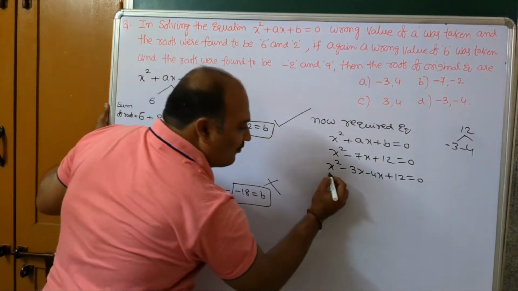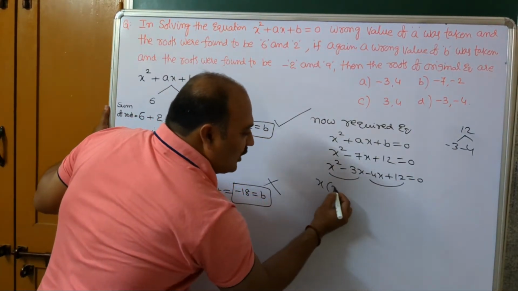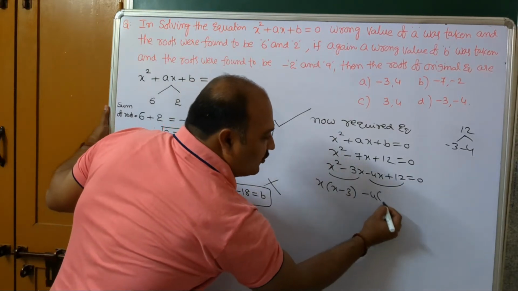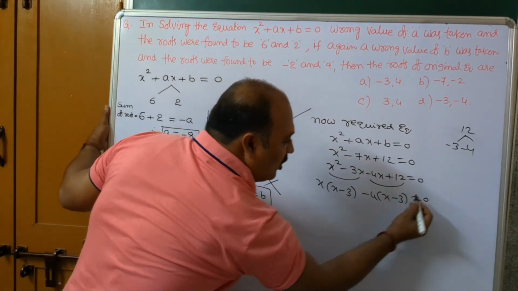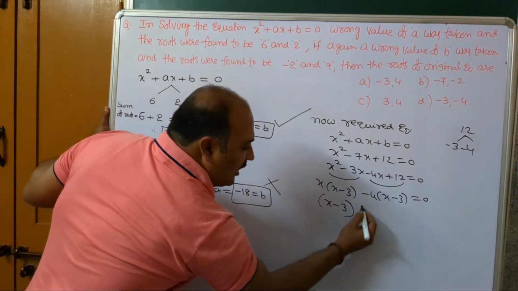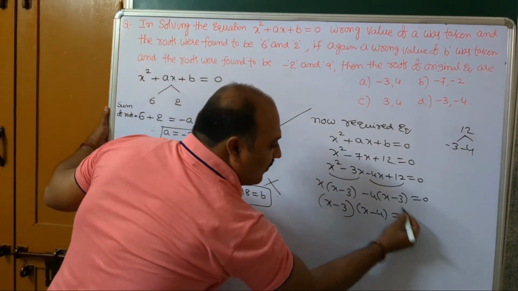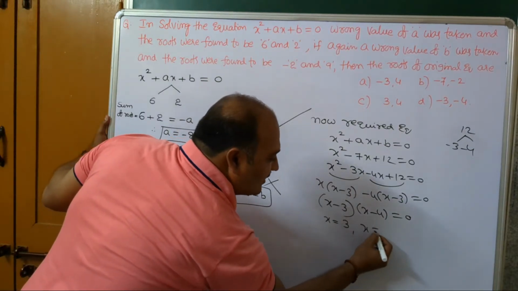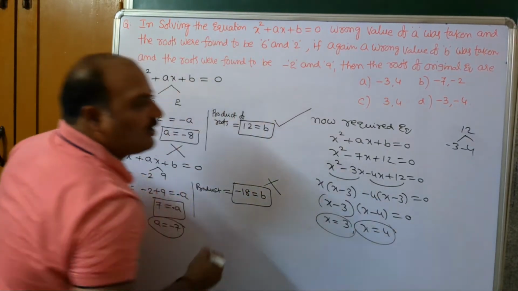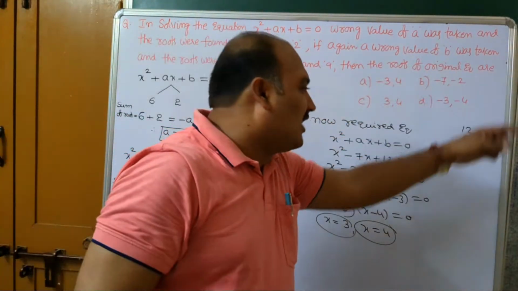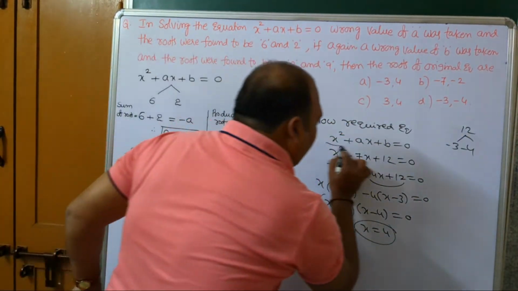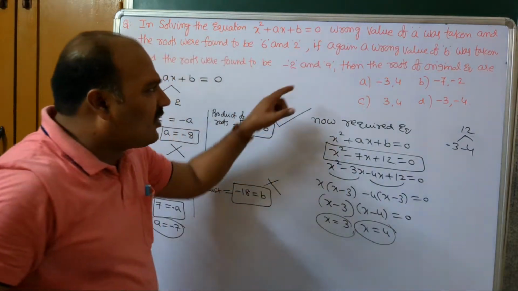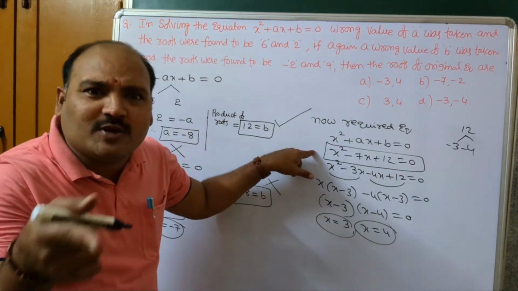Am I right? So x into x minus 3 minus 4 into x minus 3 equal to 0. X minus 3 into x minus 4 equal to 0. So x equal to 3, x equal to 4. What are the correct roots? Then the roots of the original equation. This is the original equation. Sometimes instead of asking the roots, they will also ask what the original equation is.